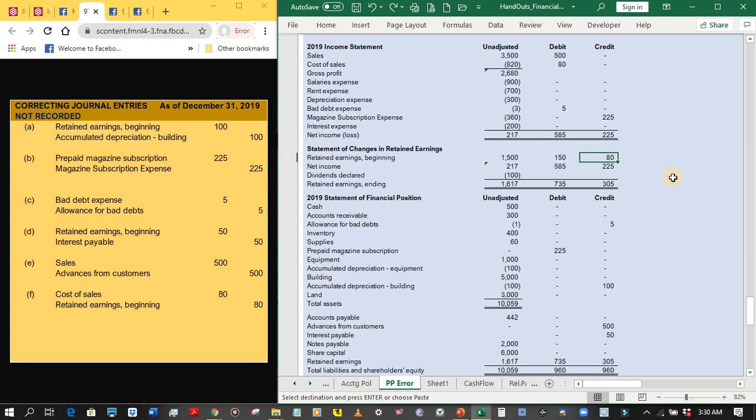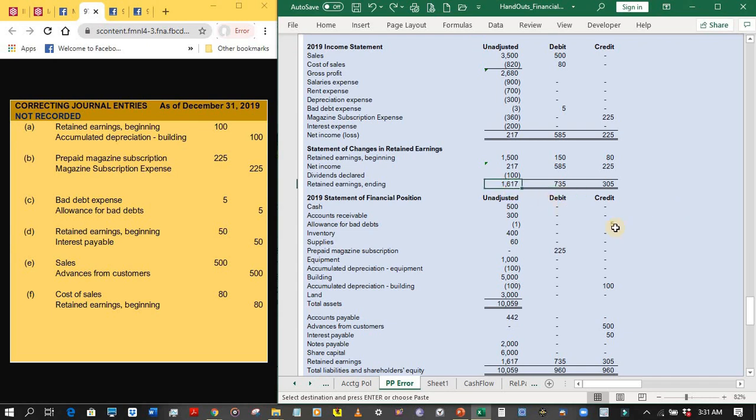Then we will get the total of the debits in the statement of changes in retained earnings section, so that is 735 pesos. And in the credit side of the statement of changes in retained earnings, we have a total credit of 305, so that is 80 plus 25. Then the 735 and 305 are adjustments to the 1,617 retained earnings that is still unadjusted.